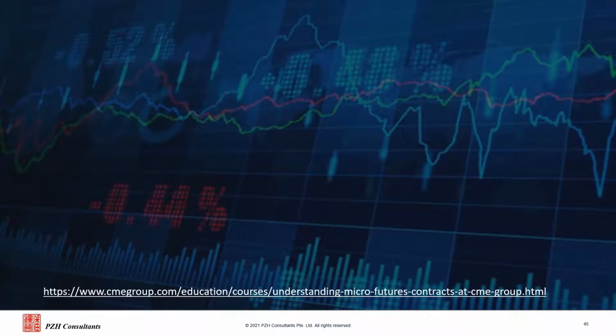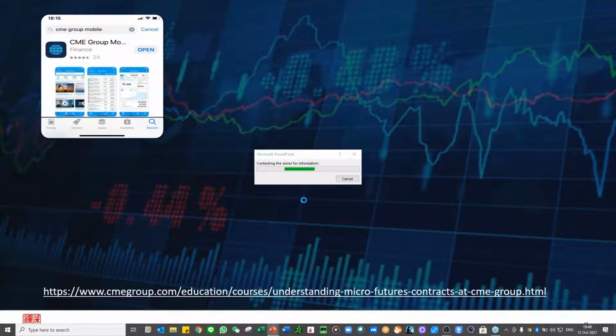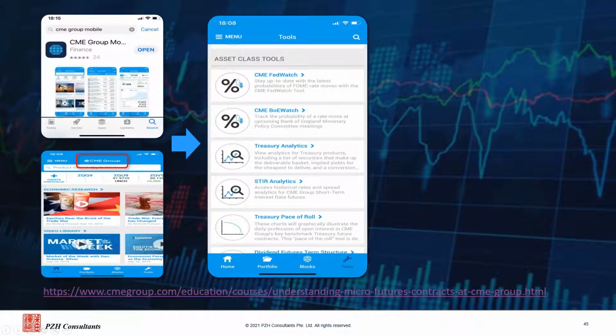For those that would like to understand more about CME Group's products, research, and the tools, you can either go to the website shown here, or you can download their app. All the tools that I mentioned earlier are all available on the app as mentioned.